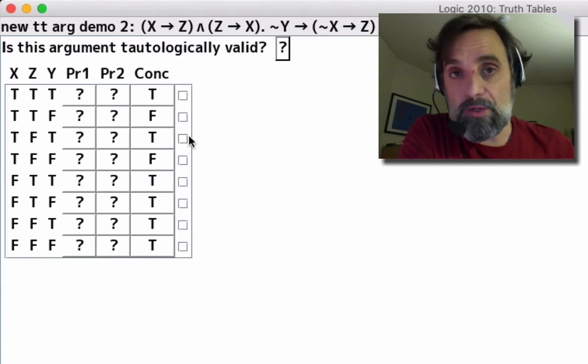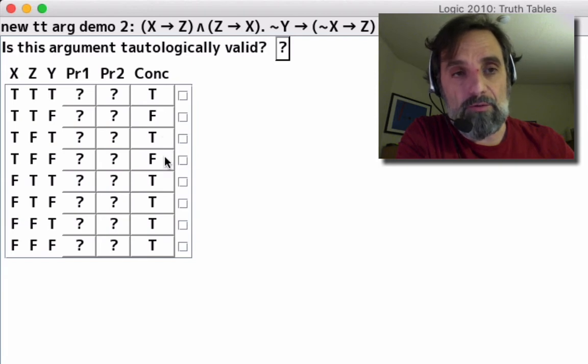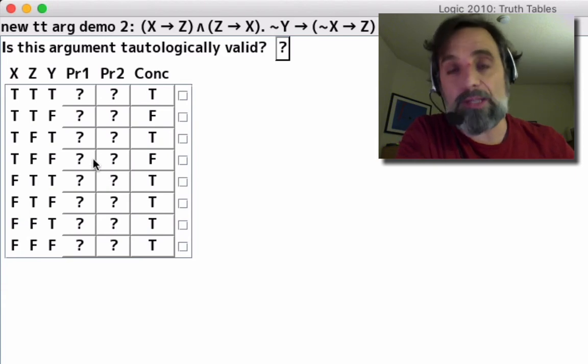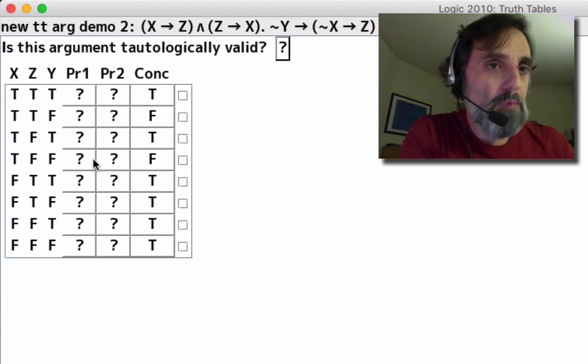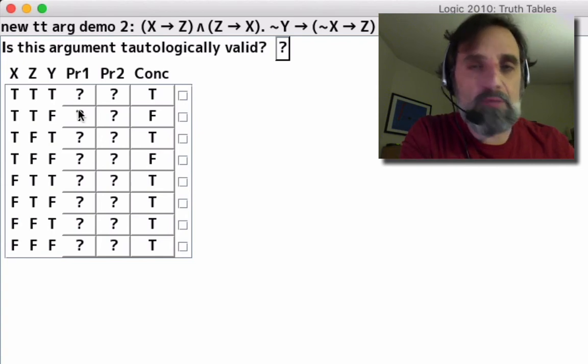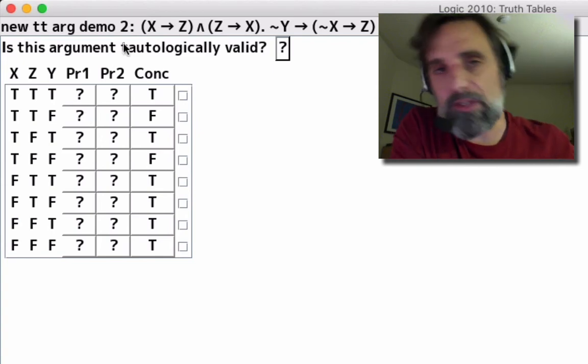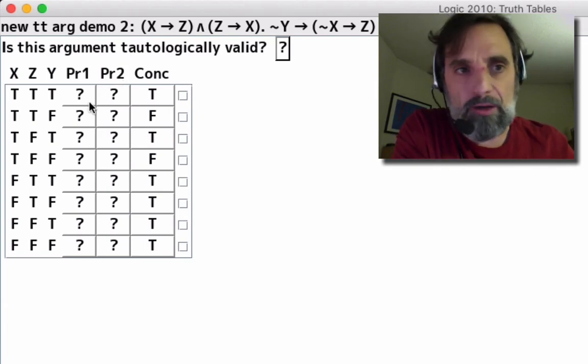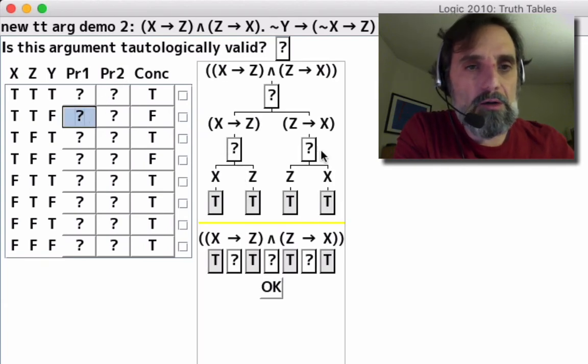So there are two rows we don't know about, the second row and the fourth row. Either of these might be bad. If those are both true, the row is going to be bad. So that's what we're going to have to check. Let's see which of the first and second premises are more complex, which tree is going to be easier to handle. So this row, well, there are two conditionals we have to calculate.